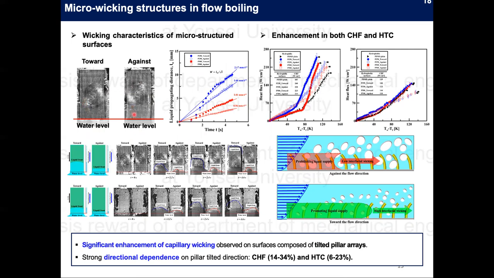And as you can see from these videos, when the pillar tilts towards the direction of liquid propagation, the bulk water passes to half of the tested surface with a pillar spacing of 250 micrometer. In contrast, less liquid propagation was seen when wicking was against the direction of pillar tilt.